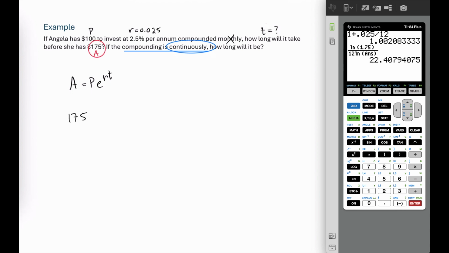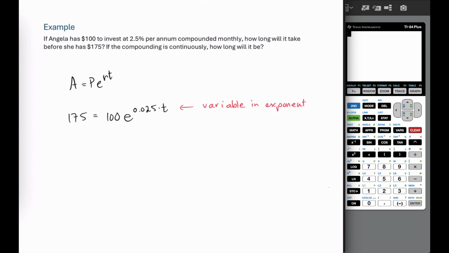So let's start there. The $100 is the initial principal. E is a constant value. Remember, we never plug anything in for E. R is going to be 0.025, and again, we're trying to solve for T, so that's going to get a variable in our equation, and we're going to try to solve for that T variable. Since we have a variable in the exponent, most of the time that means we're going to need logarithms in order to solve for t.